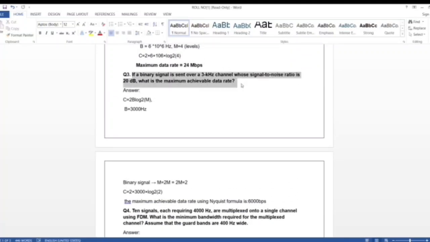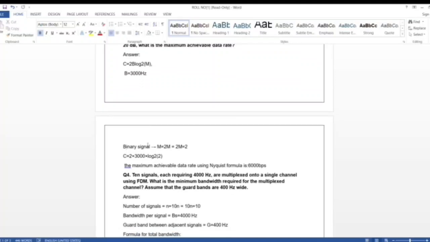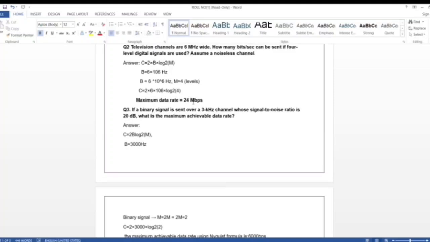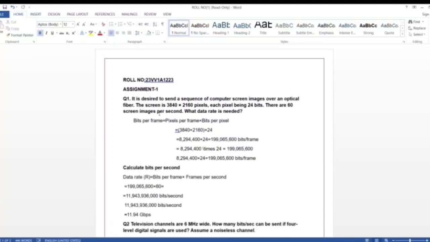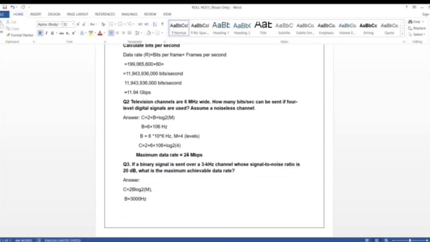The fourth problem deals with frequency division multiplexing, where 10 signals each of 4,000 Hz are combined with 400 Hz guard bands. The total bandwidth needed is 43.6 kHz, where guard bands act like safety gaps, preventing interference.